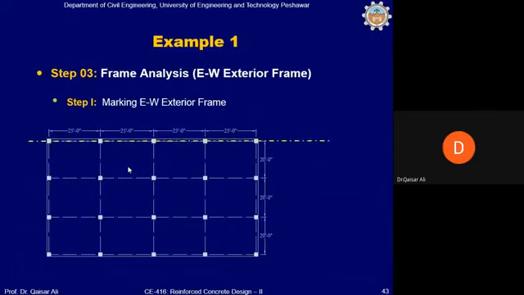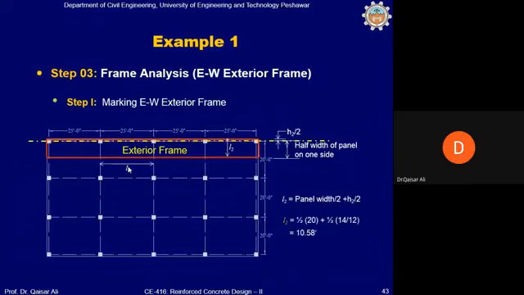Now for the east-west exterior frame, we will go through this quickly. The east-west exterior frame is calculated. The width of the frame is calculated in this manner: half width of the panel on one side, and then plus half column width, which will be equal to 10, because 20 feet is the panel width. 20 divided by 2 is 10, plus half the column size, which is 14 inch. So half of this will be 7 inch. 7 divided by 12 is 0.58. This will be 10.58 feet, L2. Okay.